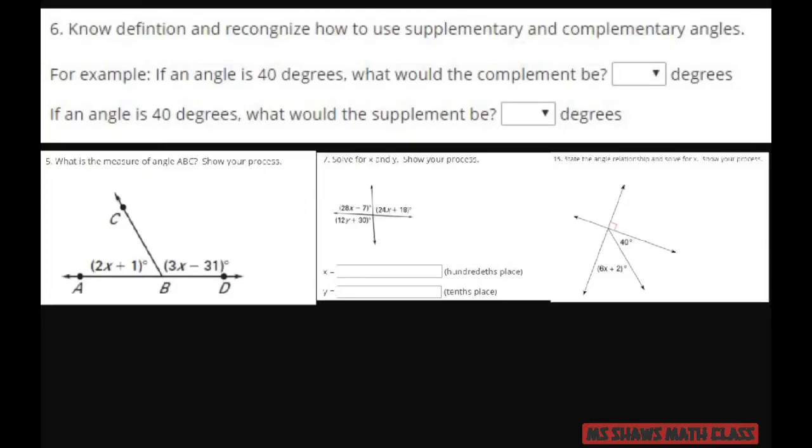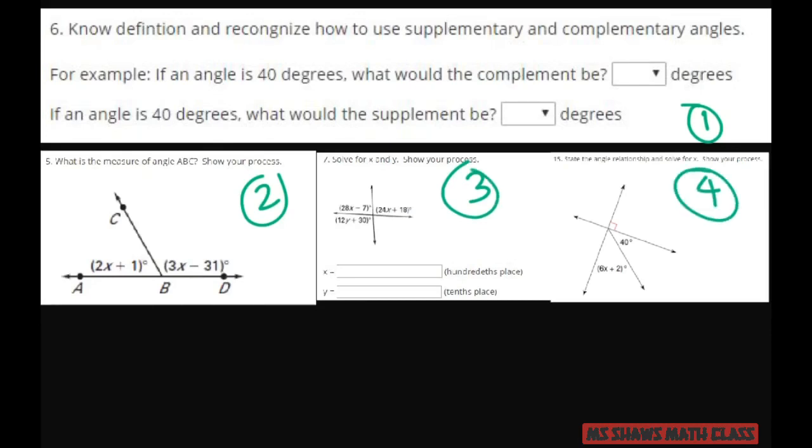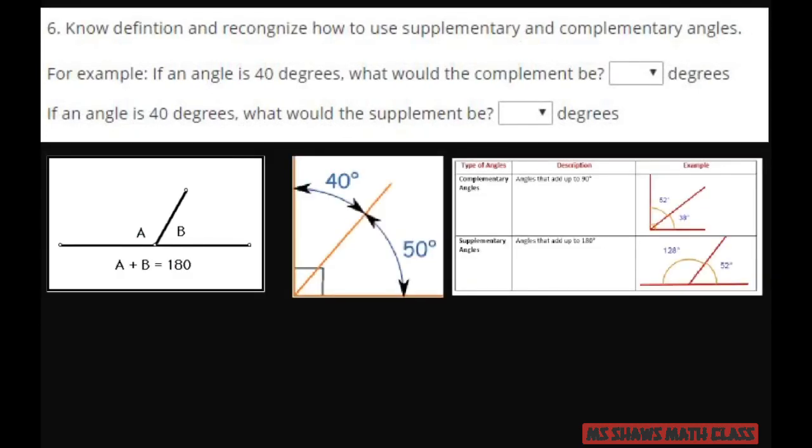Everyone, this video is about supplementary and complementary angles. We've got four examples. For the first one, a supplementary angle is when the angles add up to 180 degrees, and complementary angles are angles that add up to 90 degrees.